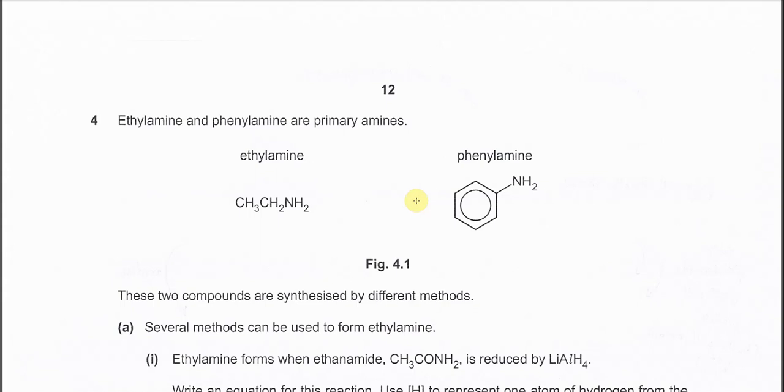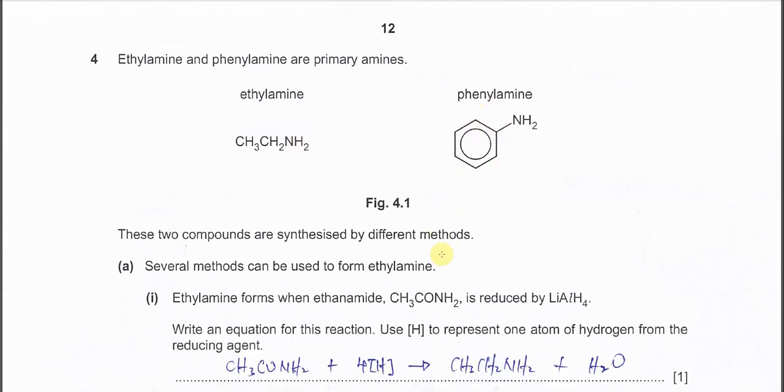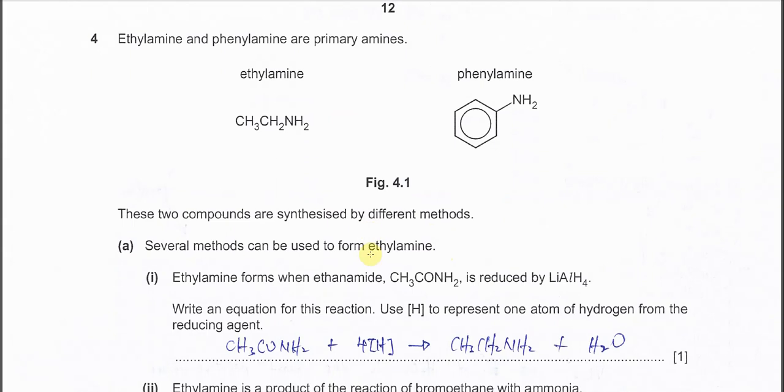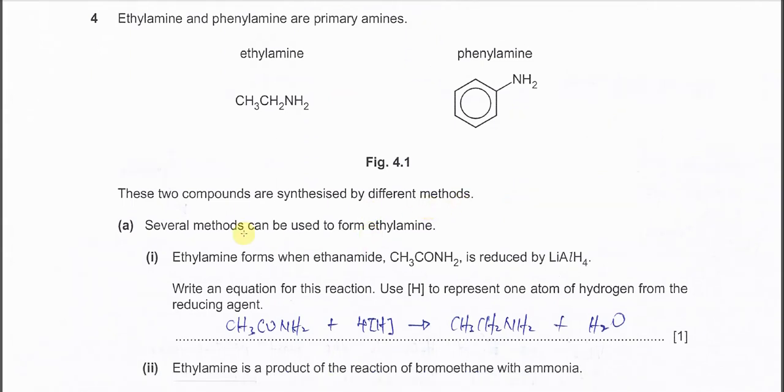Question 4. Ethylamine and phenylamine are primary amines. These are the structures of ethylamine and phenylamine. These two compounds are synthesized by different methods. Part A. Several methods can be used to form ethylamine.